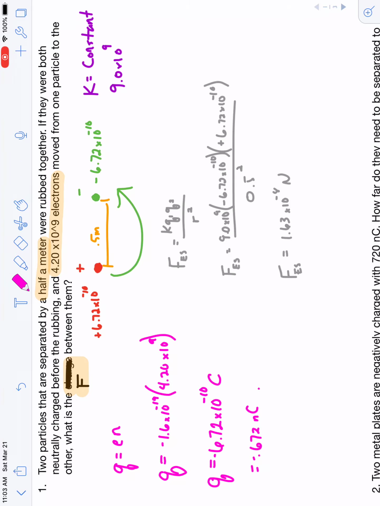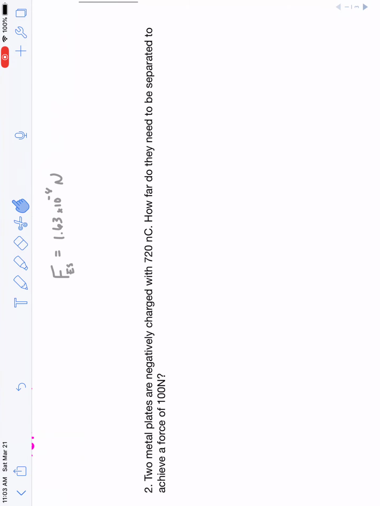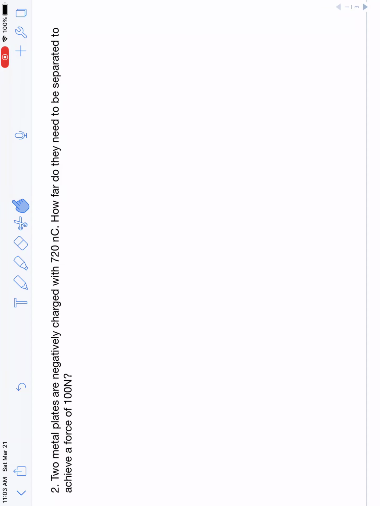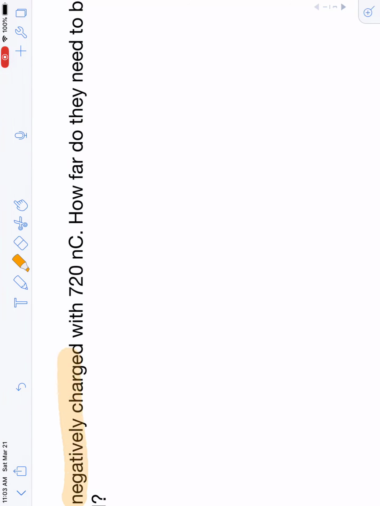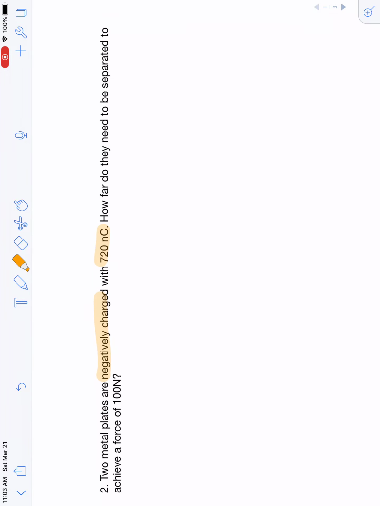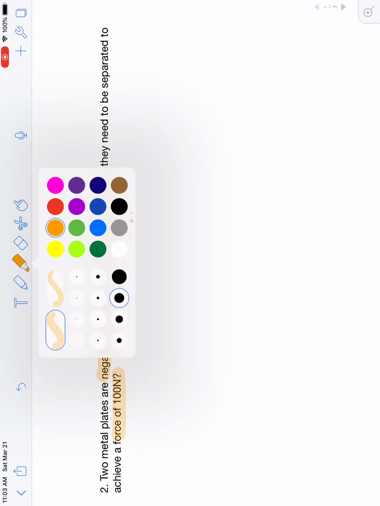All right, let's move on to number 2. Number 2, two metal plates are negatively charged with 720 nanocoulombs. How far do they need to be separated to achieve a force of 100 newtons? So let's go through and highlight our information. They're both negatively charged. We have the charge amount. How far? That's what we're looking for.